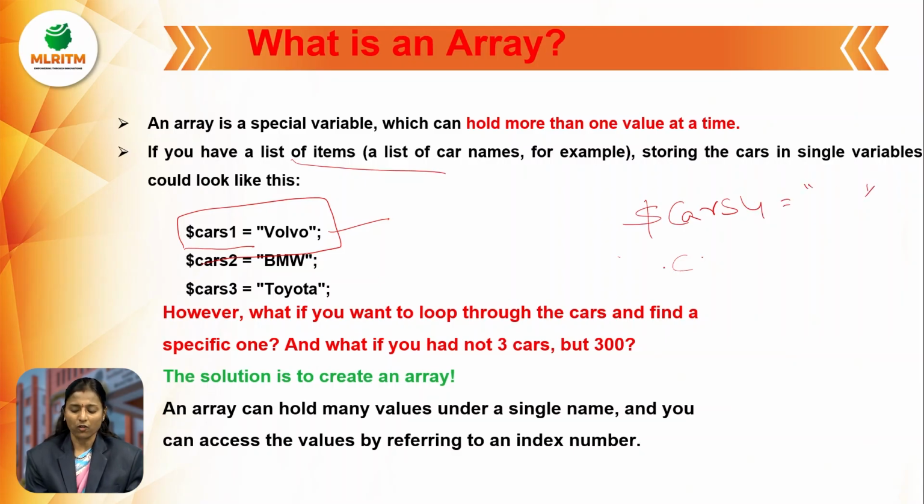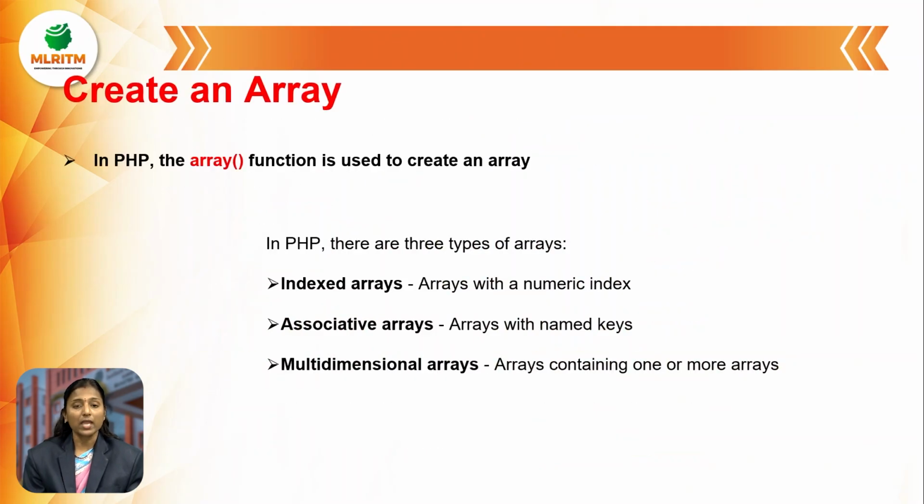Okay, in this format we are able to create. Then how the loop of the cars will be able to store, and how the values we are able to take based on the index number. Referring to an index number, the array will be used to store. Okay, how are we creating an array? Create an array by using this array function. It is used to create an array.